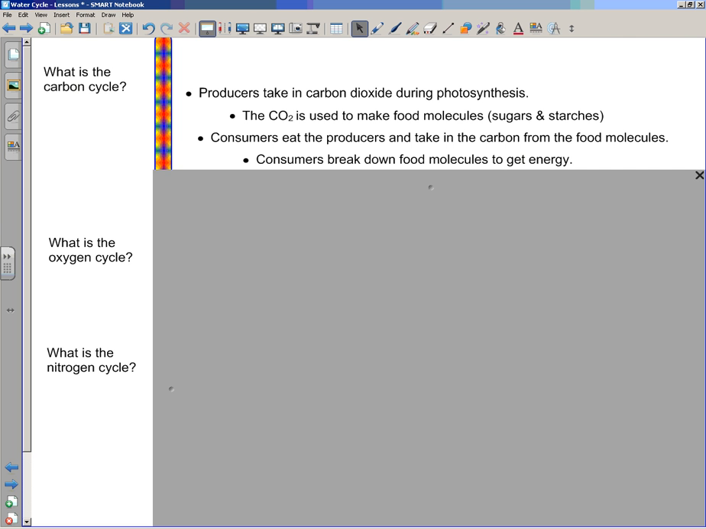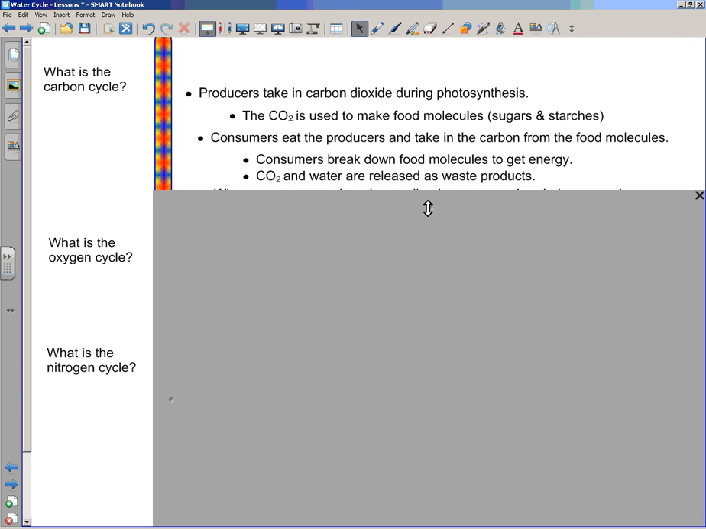Now, you as a consumer break down the food molecules to get energy. And because you're breaking down those food molecules to get that energy, you have some waste products. And carbon dioxide and water are then released as waste products. So that's why we breathe out carbon dioxide. It's because we're breaking down the food that has carbon in it.